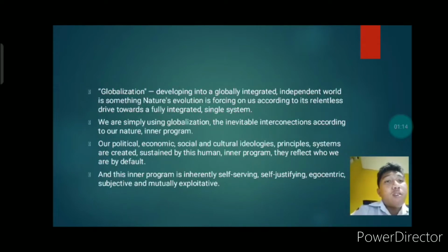Globalization. Developing into a globally integrated and dependent world is something nature's evolution is forcing on us according to its relentless drive towards a fully integrated single system. We are simply using globalization in inevitable interconnections according to our nature's inner program. Our political, economic, social, and cultural ideologies, principles, and systems are created and sustained by this human inner program. They reflect who we are by default. And this inner program is inherently self-serving, self-justifying, egocentric, subjective, and mutually exploitative.